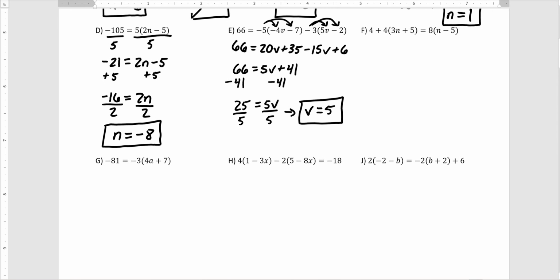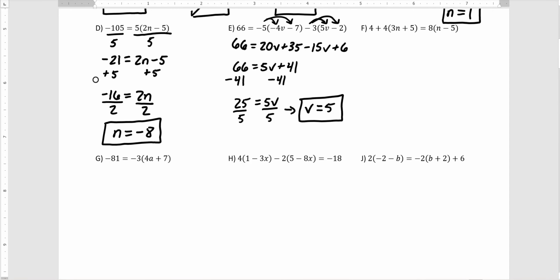Alright, let's try one more together here. Let's try letter F. So 4 plus 4 times the quantity 3n plus 5 equals 8 times the quantity n minus 5. So first thing I do here is I'm going to distribute that 4 and distribute that 8. We're going to get rid of these parentheses here. So I'll have 4 plus 4 times 3n would be 12n. 4 times 5 would be 20. And that's going to equal 8 times n, which is 8n, and 8 times negative 5, which is negative 40.